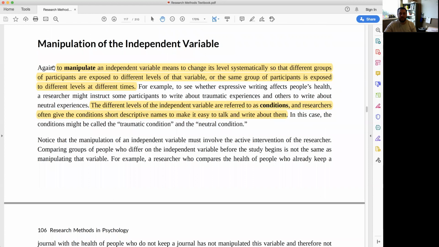So I mentioned the term manipulate, and what that ultimately means is that you're changing its level systematically so that different groups of participants are exposed to different levels of that variable, or the same group of participants is exposed to different levels at different times. Again, very textbooky highlight there. What it essentially means is, if we go back to the Cialdini study with the towel use.